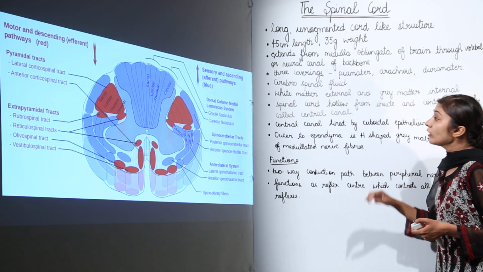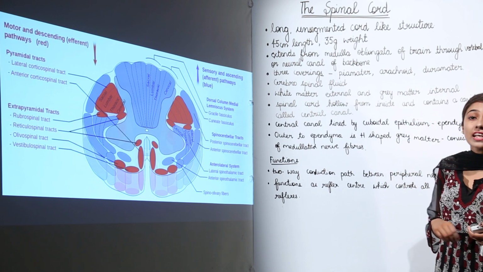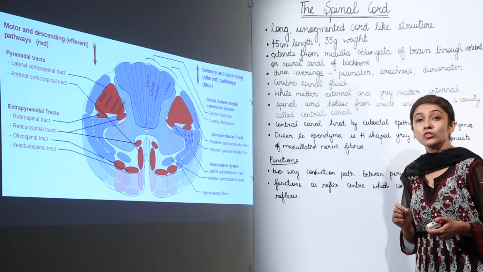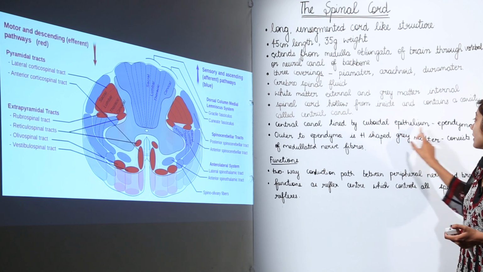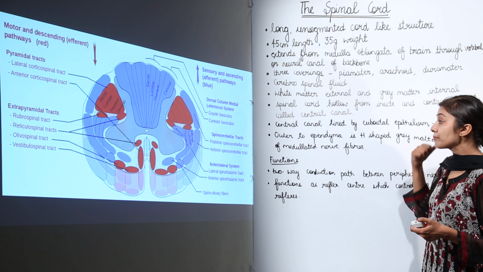Now spinal cord is hollow from inside and contains a cavity that is known as central canal. The central canal is lined by cuboidal epithelium that we call as ependyma.